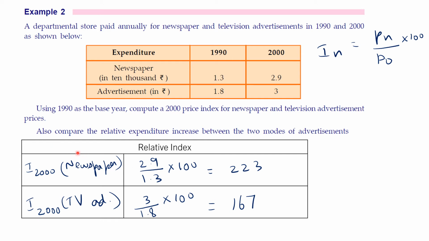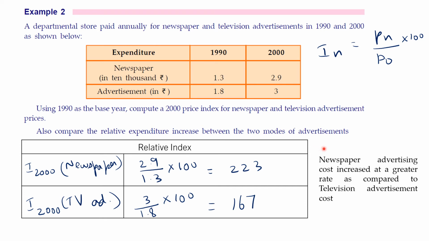And it is also asked, compare the relative expenditure increase between the two modes of advertisement. So here we can see that newspaper advertising cost increased at a greater rate as compared to television advertisement cost. The index number for newspaper is 223, whereas for TV advertisement it is 167. It means newspaper advertising cost increased more when compared to television advertisement cost.